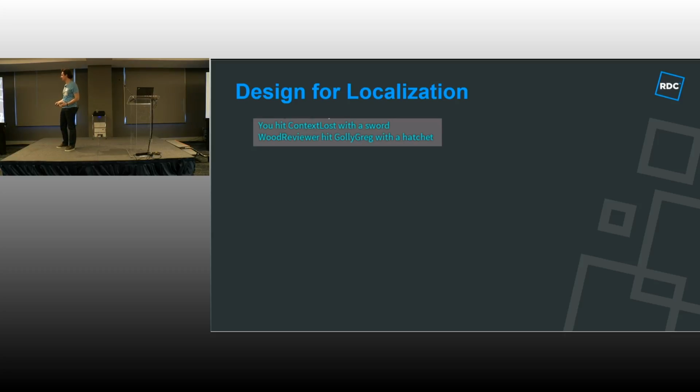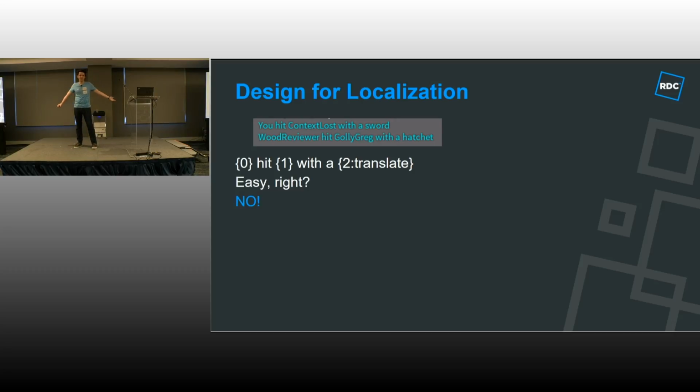You hit Context Loss with a sword. Would Reviewer hit Golly Greg with a hatchet? Great. So if I want to translate this right, I just do blank hit blank with a blank. I let the localization system match parameters, and I'm done, right? Super easy. No, this is terrible.